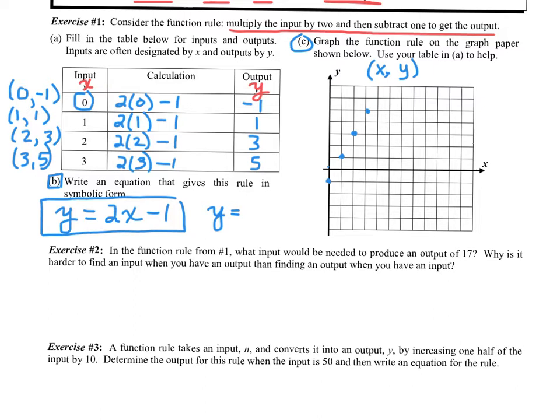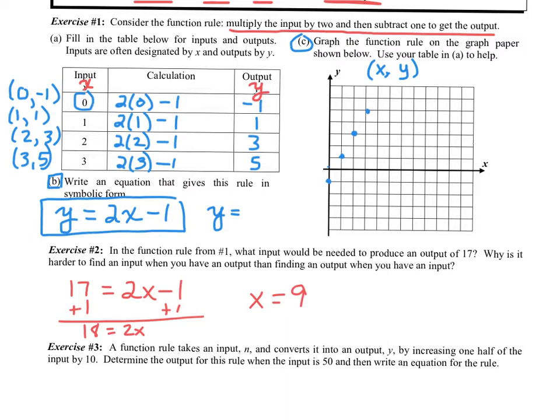I could also use my equation here. If the output was 17, that would mean the y is 17, and I get that by taking 2 times the x minus 1. Oh, there's a little equation. Now I can solve it. I could add the 1, or work backwards from the rule we were told up above. That would be 18, and then I would divide by 2. So our input should be 9.